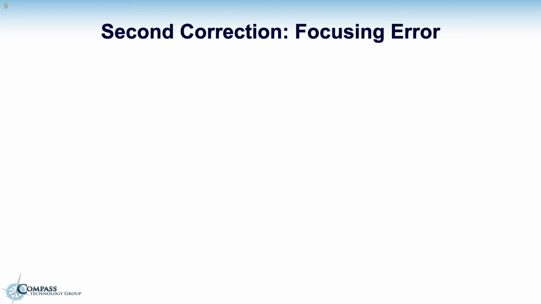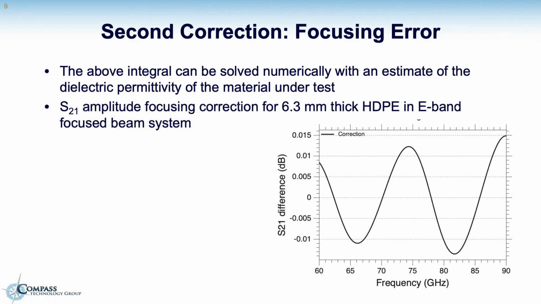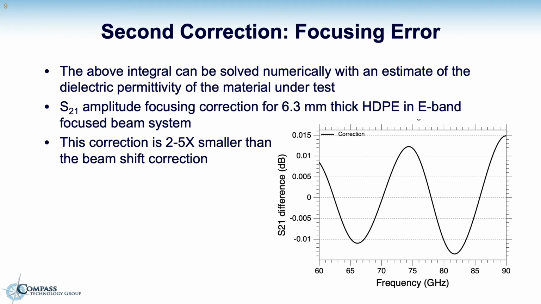To apply this focusing error correction, we essentially numerically solve the above integral, and we incorporate an estimate of the dielectric permittivity of the material under test, which we do know. And then based on this, we can have a second amplitude correction for our S21, our transmission coefficient, based on this focusing error. The plot on the bottom right shows that calculation for a 6.3 millimeter thick high-density polyethylene sheet in our E-band focused beam system. So this is an actual calculation.